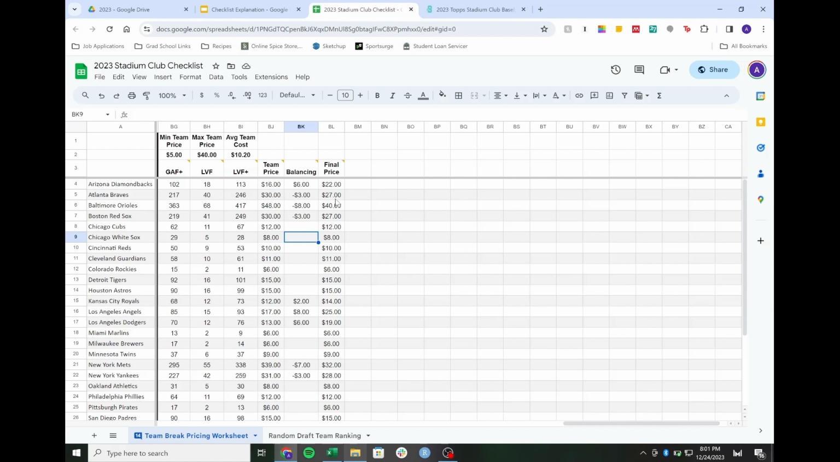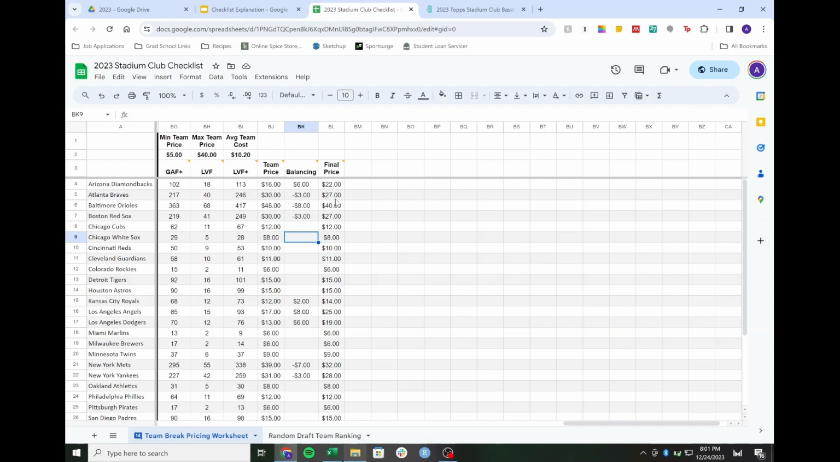One thing that I like to do is set a max team price just to make sure that nothing goes completely out of control. So in this case, for this break, I set the max team price at $40. But if you notice on the team pricing, you've got the Baltimore Orioles, they're at $48. So there obviously needs to be some balancing.